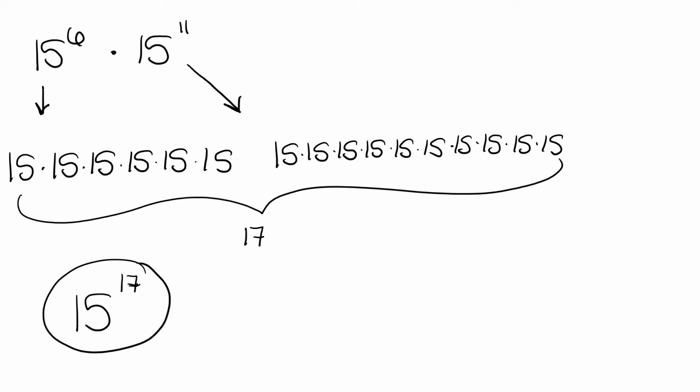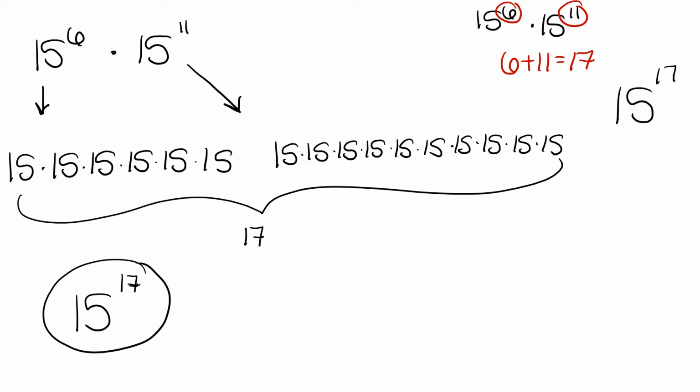If we wanted to do the shortcut, we would have 15 to the 6th power times 15 to the 11th. We're multiplying, so we add 6 plus 11, which would give us 17. Our base number 15 stays the same, with 17 being the new exponent.